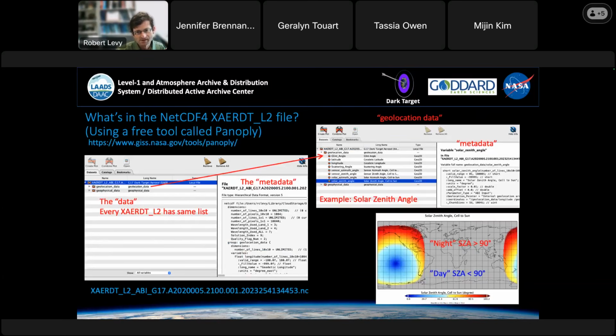And just for fun, I decided to show a couple of screenshots of using a free NASA tool called Panoply. From Panoply, you can click on a file, and all the level 2 files, whether they're GEO or LEO, are going to look the same. They're all going to have geolocation information, which is a bunch of angles and the latitude and longitude. And they're all going to have geophysical data, which I'll go to the next page and show you some of. But I just show an example of solar zenith angle here. So with just the software, you can click on it and it creates an image of the solar zenith angle.